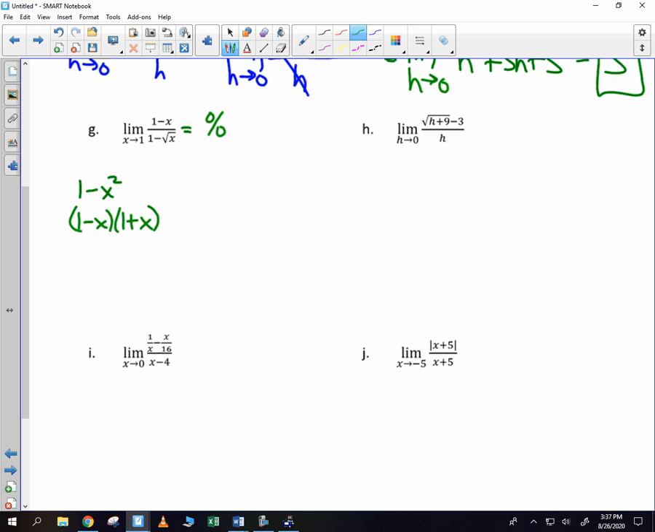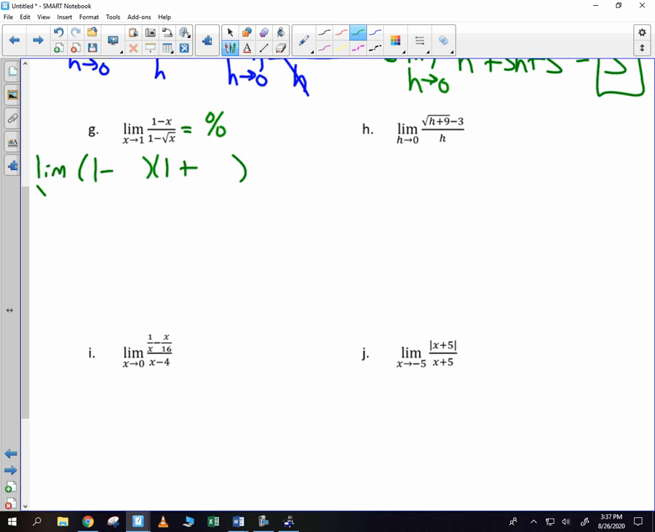But in this situation, when we go to factor that, we don't have an x squared. You just have an x up top. Well, I'm still going to handle this. 1 minus x. Whoops, sorry. 1 minus something and 1 plus something.